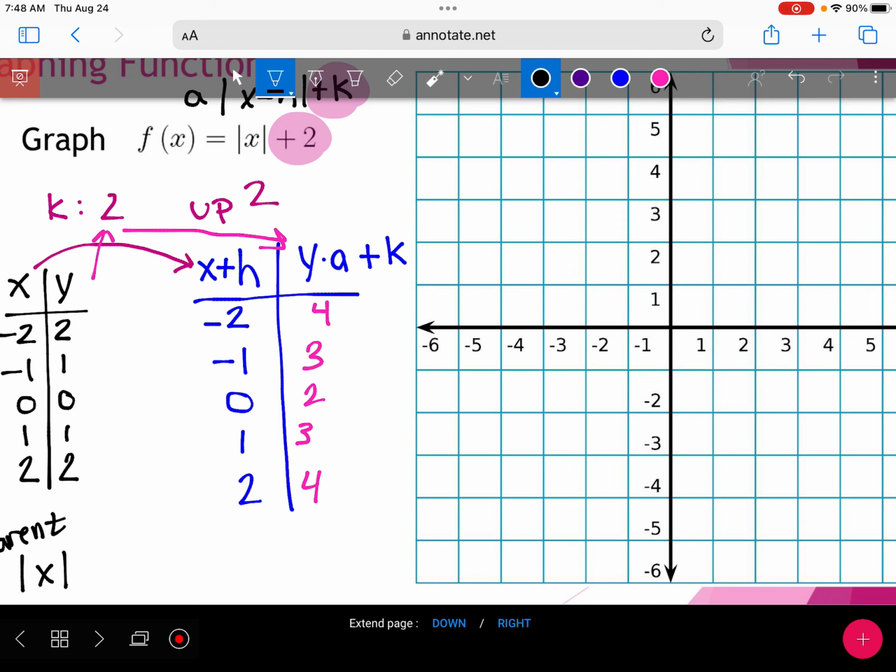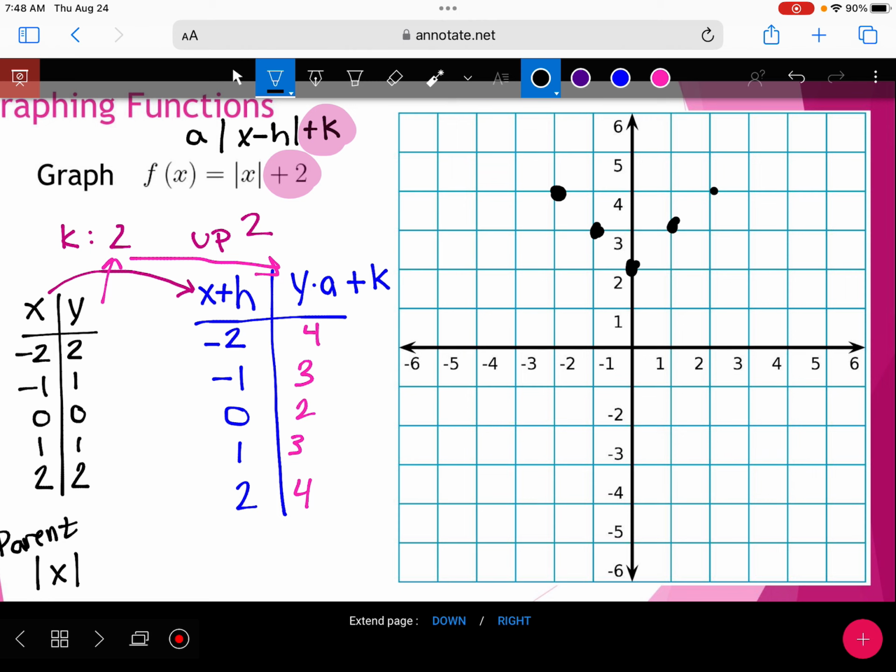Okay, so plot our points. -2, 4. -1, 3. 0, 2. 1, 3. And 2, 4. And we see... Oh, that was a bad one. There we go. You're going to use a ruler because these are absolute values, which are V-shaped. Like this.